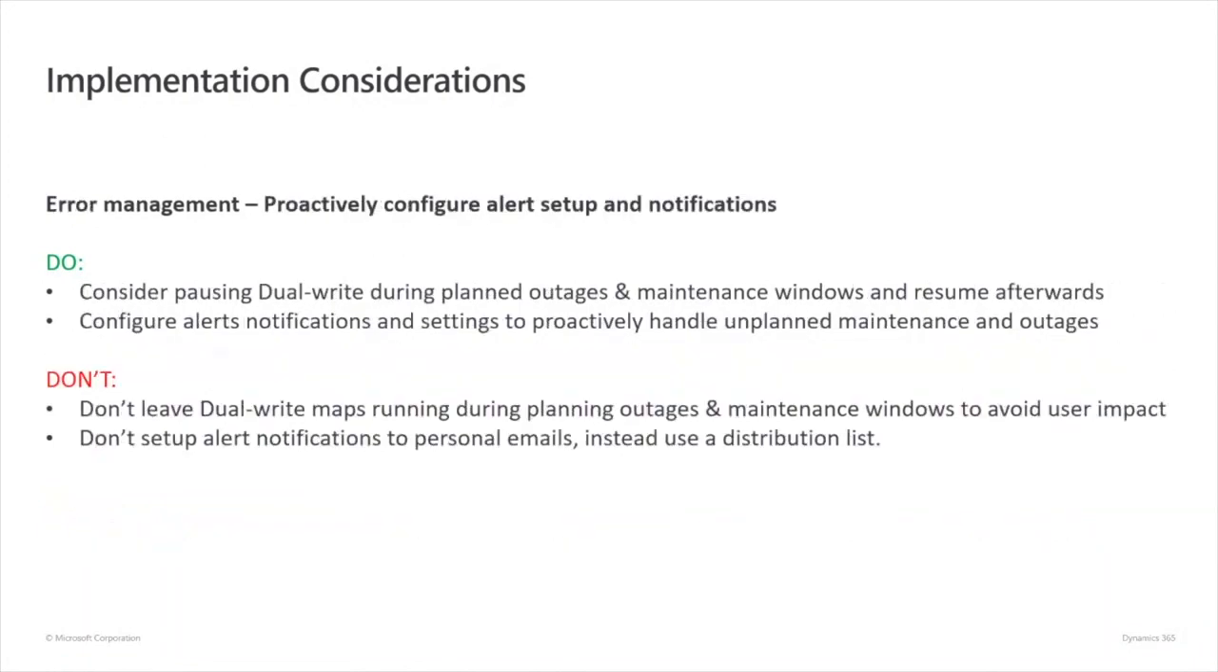Now, when it comes to error management, our general recommendation is to proactively configure alerts, setup and notifications. Consider pausing dualwrite during planned outages and maintenance windows, especially if you know that users will be using the system, to avoid them getting unexpected error messages. Otherwise, if you didn't pause it and nobody is using the system, you'll be fine. And proactively configure the alert notifications and settings so that if there has been any unplanned maintenance or unplanned outages, and there are tons of error messages, you can gracefully manage that and handle these errors.